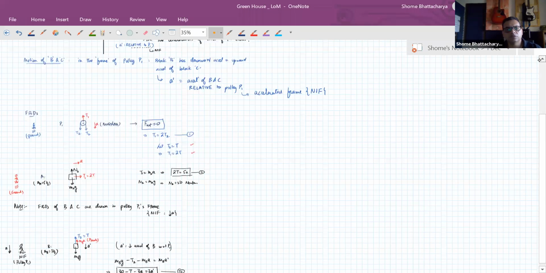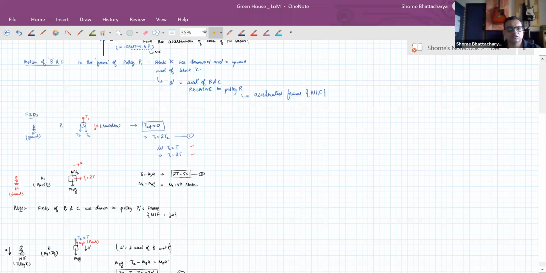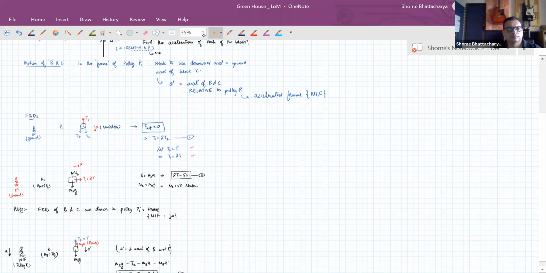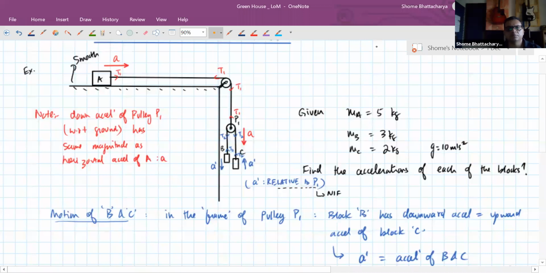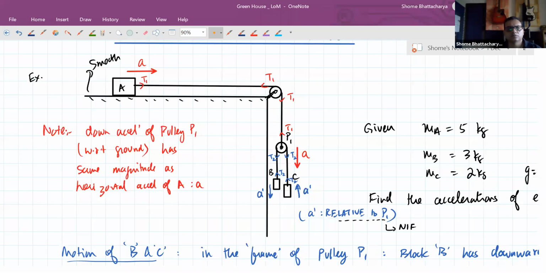Okay, now let's come to the third block's free body diagram, the block C. So you can see in the original diagram what is happening to C. C is going up with an acceleration A prime relative to the pulley P1. Okay, so you make the free body diagram of the block C in the frame of the pulley P1 again, but the difference is this time it is going up with that acceleration A prime. B is coming down, this one is going up.